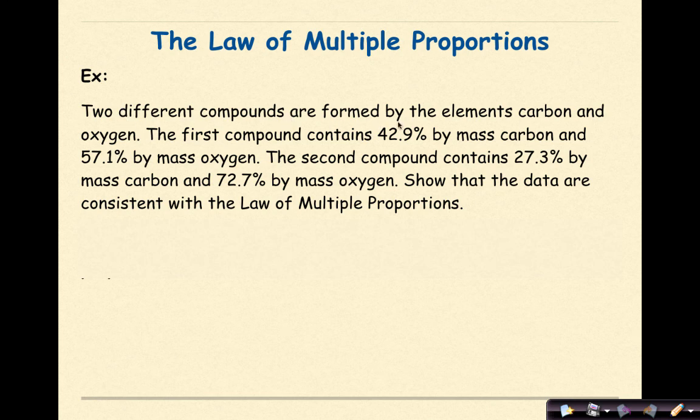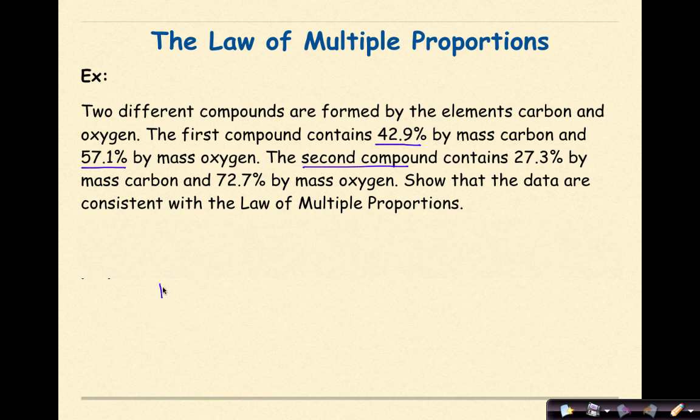Two different compounds are formed by the elements carbon and oxygen. The first compound contains 42.9% by mass carbon and 57.1% by mass oxygen. The second compound contains 27.3% by mass carbon and 72.7% by mass oxygen. Show that the data are consistent with the law of multiple proportions. I'm going to basically assume that 100% is 100 grams.